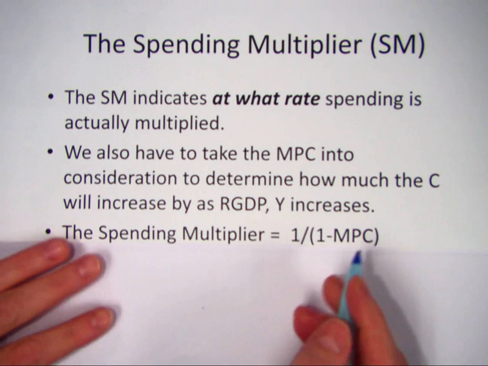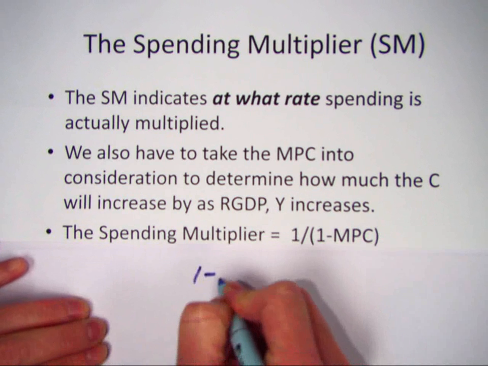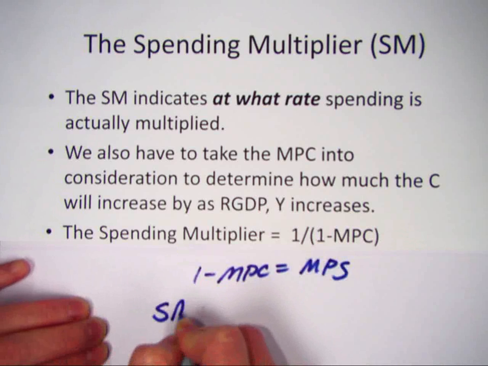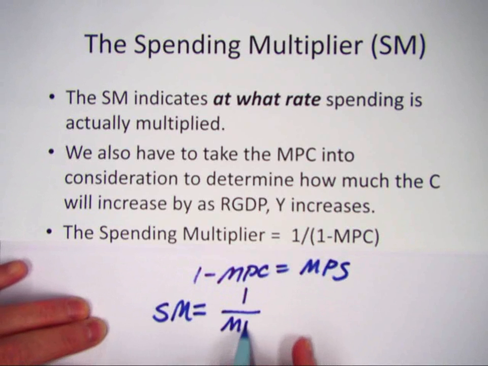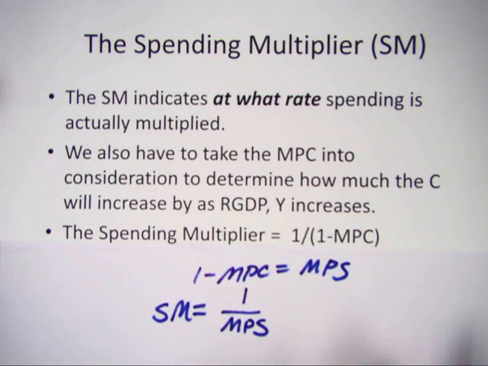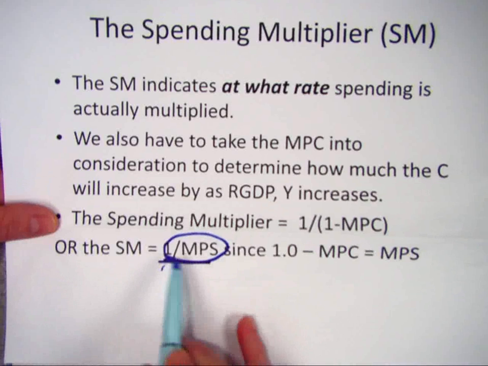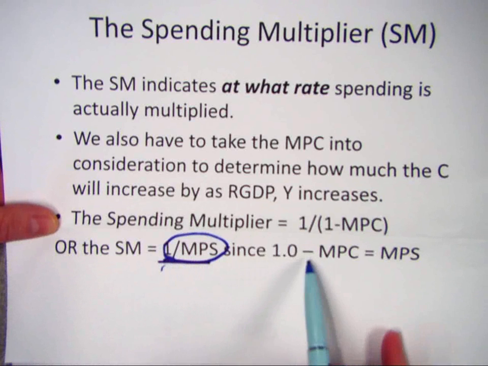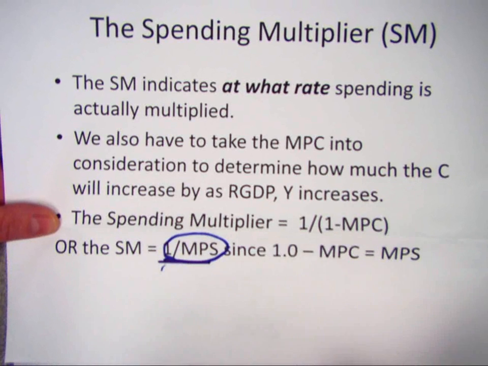Now, you guys are probably thinking 1 minus the MPC, that is equal to the MPS. And that's exactly correct. So I think it's just a little bit easier to look at the spending multiplier as 1 divided by the MPS because it's really the very same thing. Just to illustrate that again, the spending multiplier is also equal to 1 divided by the MPS, since 1.0 minus the MPC is equal to the MPS. MPS and MPC always have to equal 1.0.